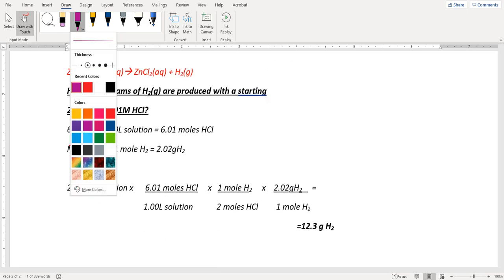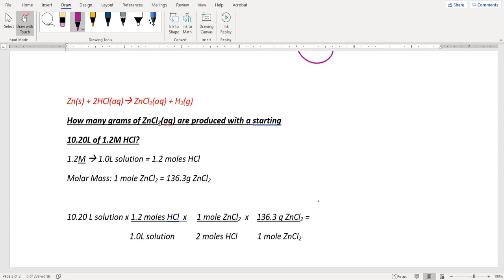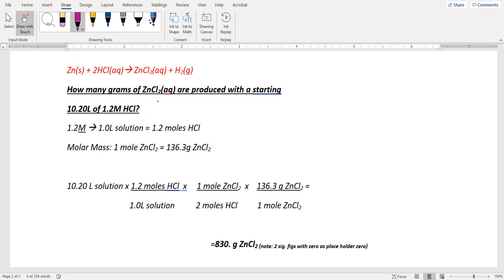We account for sig figs. So here we have 5 sig figs, 3 sig figs, infinity because it's not measured, 3 sig figs, so it's rounded to 3 sig figs. Let's do the next one. How many grams of zinc chloride are produced with a starting 10.20 liters of 1.2 molarity HCl?